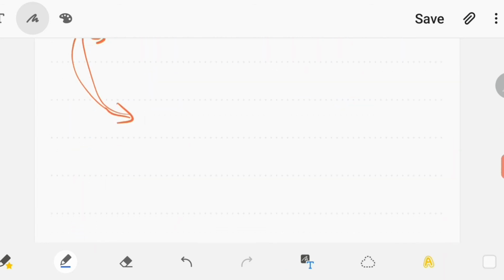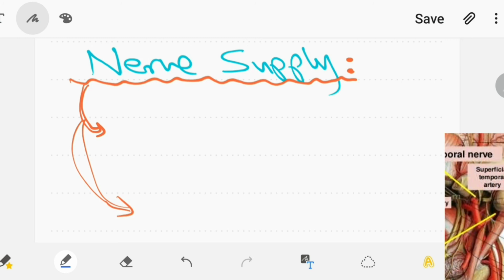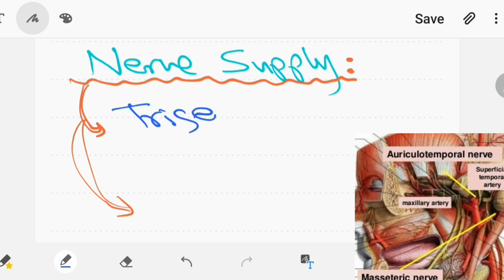And the nerve supply for the temporomandibular joint is through the trigeminal nerve. Each branch of the trigeminal nerve contains motor fibers which innervate muscles of mastication. Sensory fibers supply skin and subcutaneous tissue of the face. And the auricular fibers to the temporomandibular joint are sent by the auriculotemporal nerve.